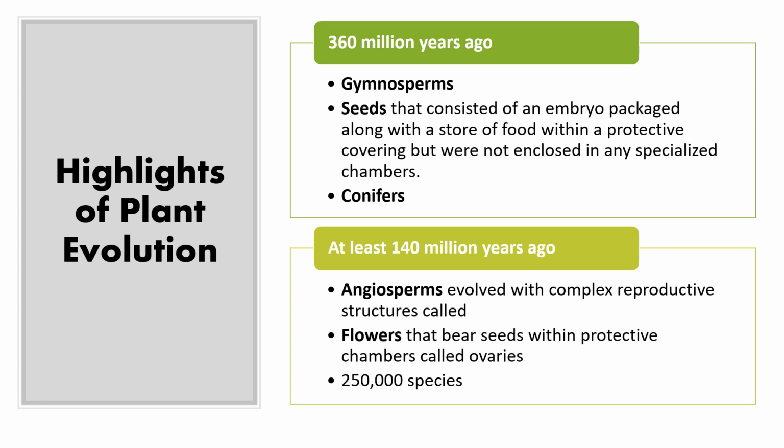Our last group and the youngest are the angiosperms. They evolved complex reproductive structures called flowers. They bear seeds within protective chambers called ovaries, and they also produce fruit. And they are by far the most numerous type of plant on the planet at this time.